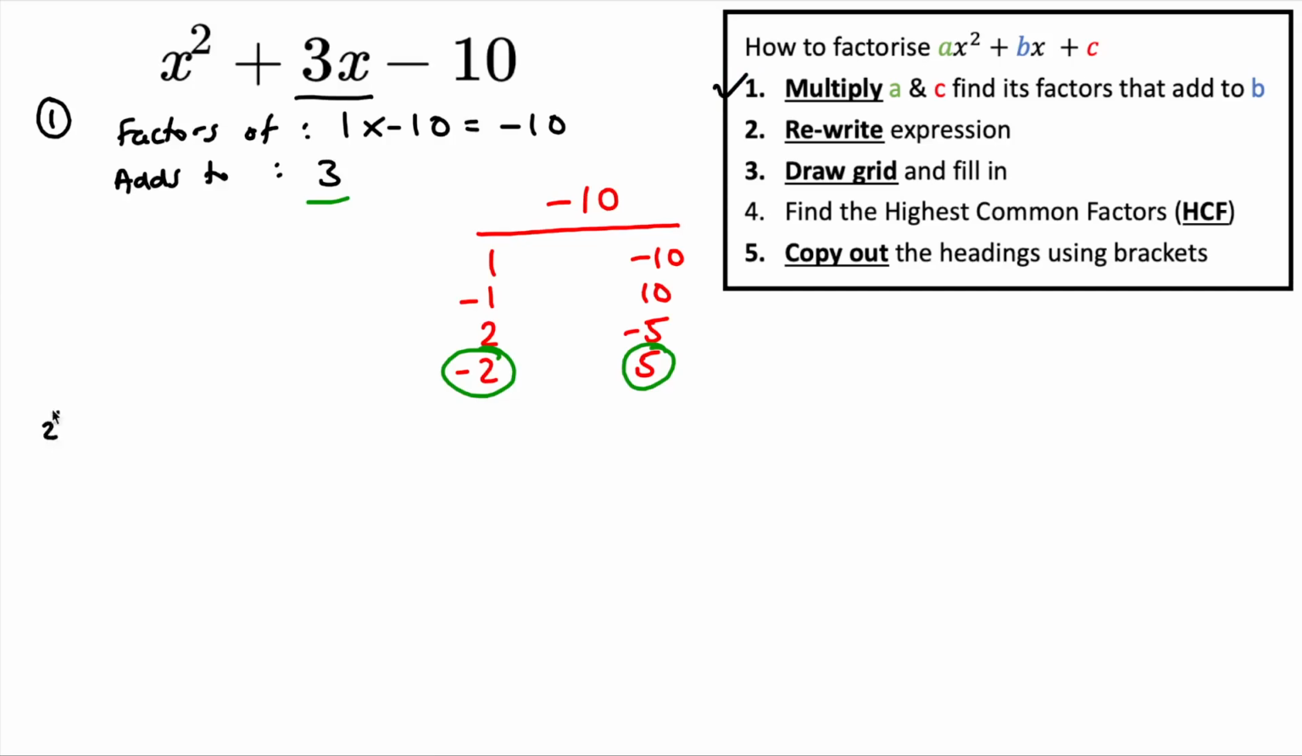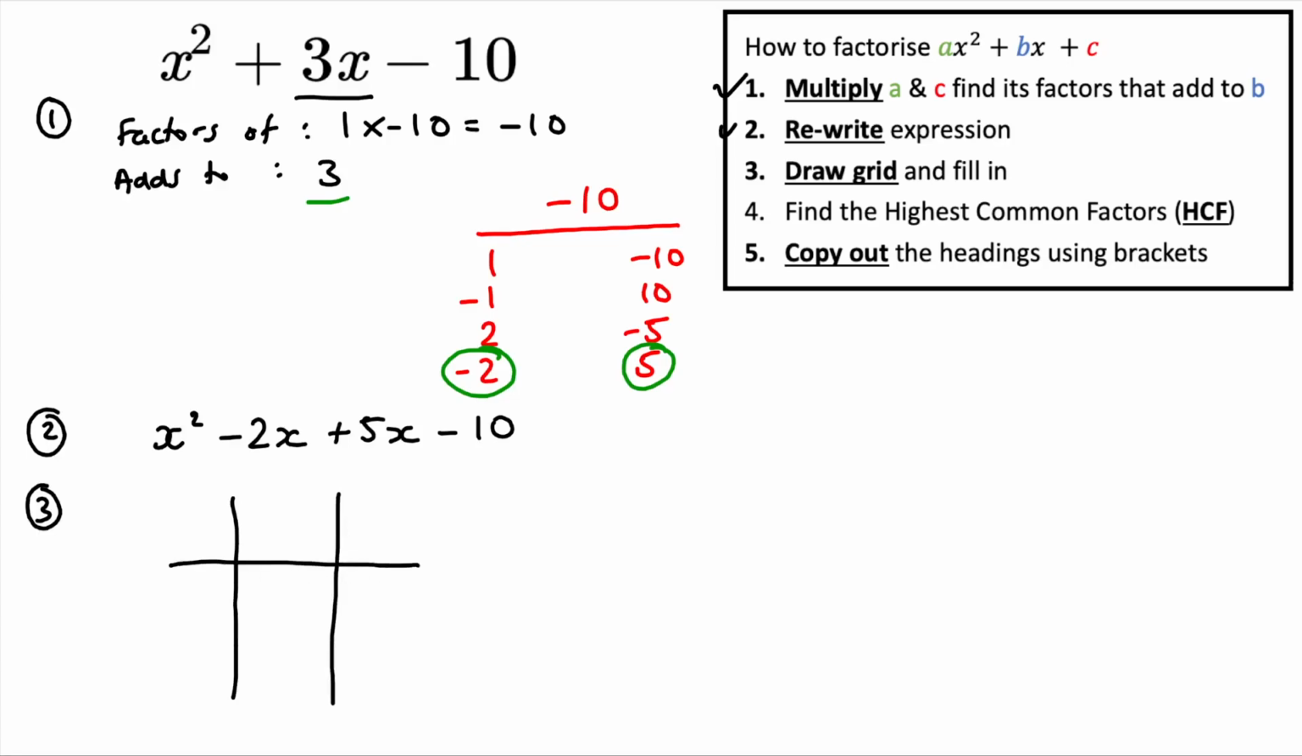So for step number 2, we're going to rewrite the expression above: x squared minus 2x plus 5x minus 10. Step 2 is done. Step 3, we're going to draw our grid, and we're going to populate this. We've got x squared, minus 2x, plus 5x, and minus 10.